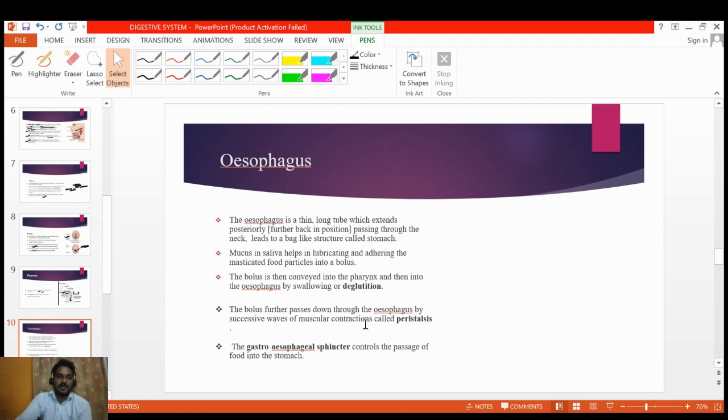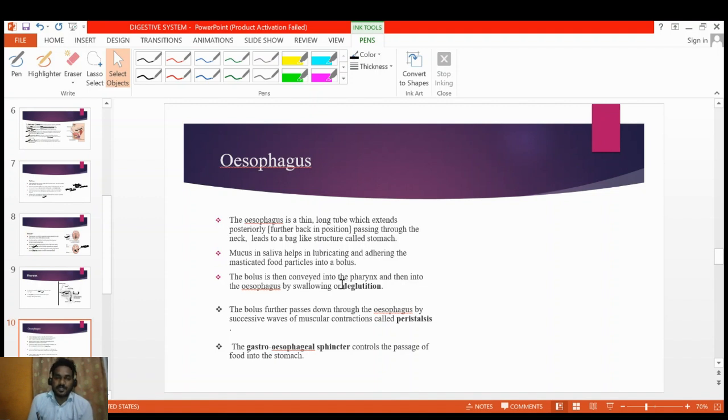Next, we have another segment, the oesophagus or food pipe. This is a long tube-like structure. In the frontal region is the larynx or windpipe. Just behind that region we can observe the oesophagus, a thin and long tube which extends posteriorly, passing through the neck and entering the stomach region.